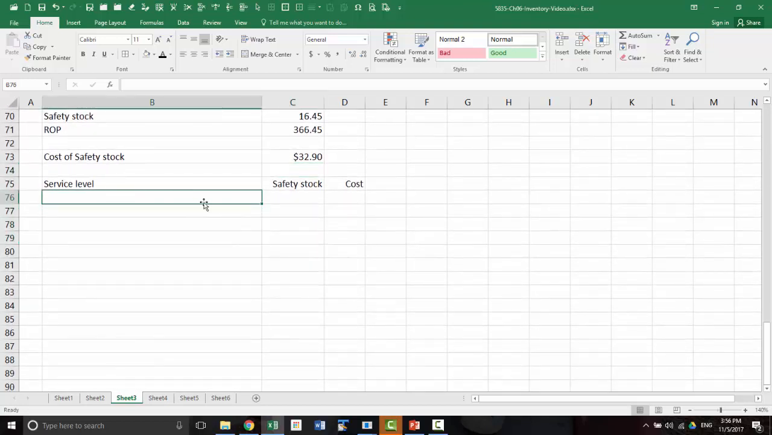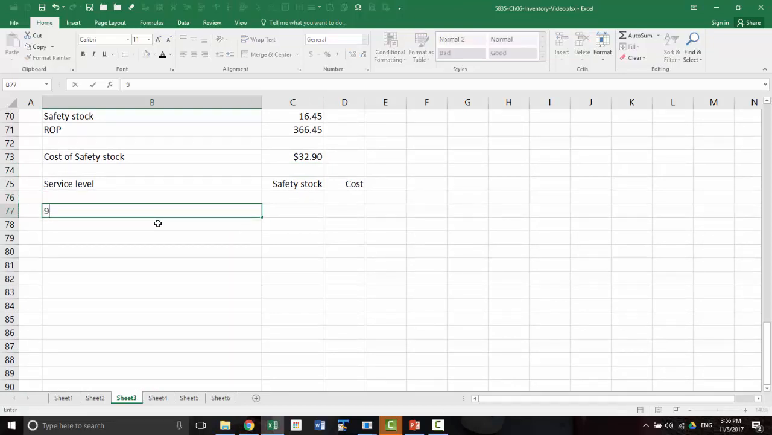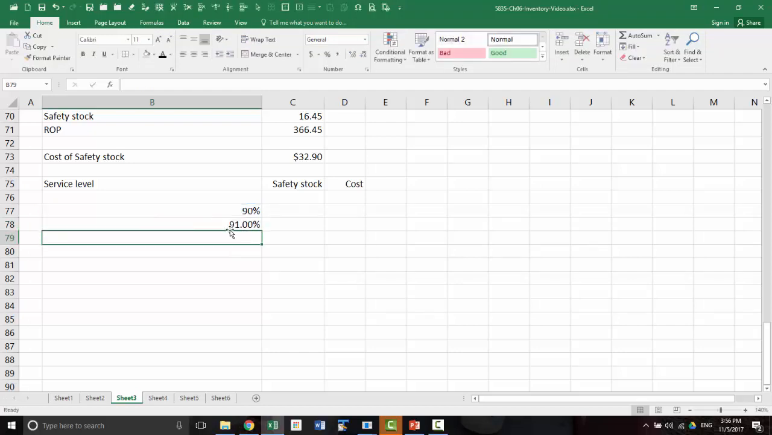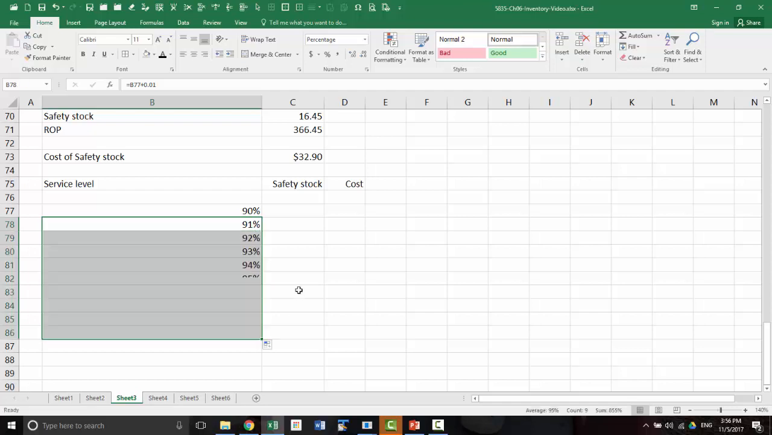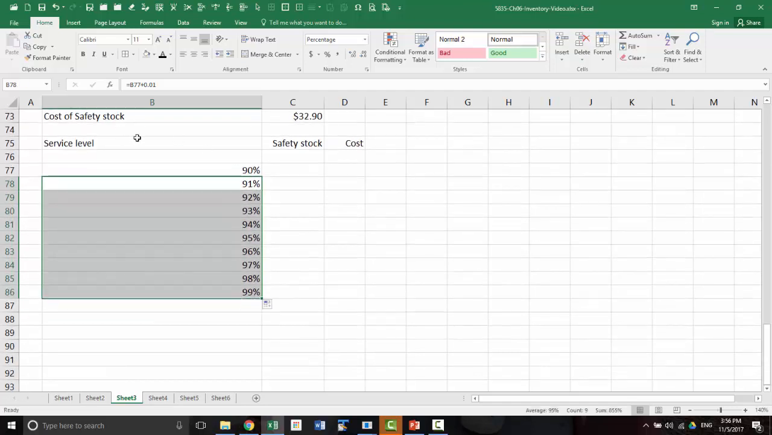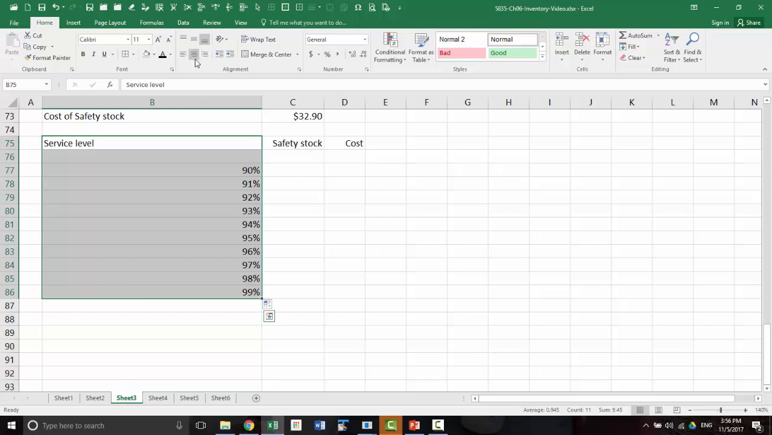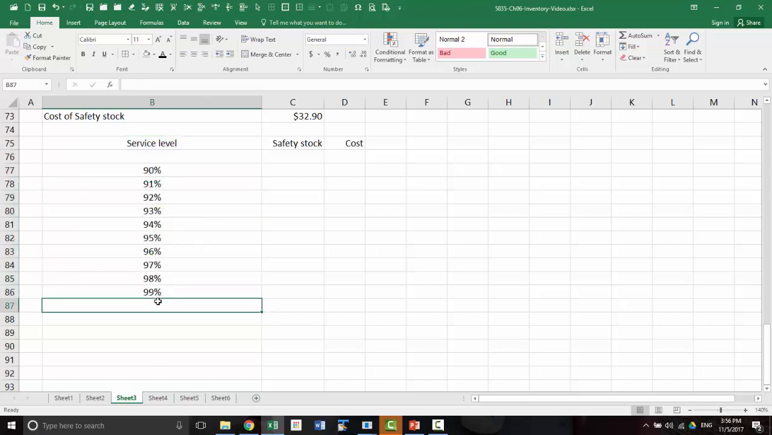So we can do this using a data table. So let's start with the service level of 90%, right? And then we'll increment by 1%, 0.01. Okay. Then let's go all the way up to 99%. And then we will add one more, say 99.99%. Okay, so even closer to 100%.